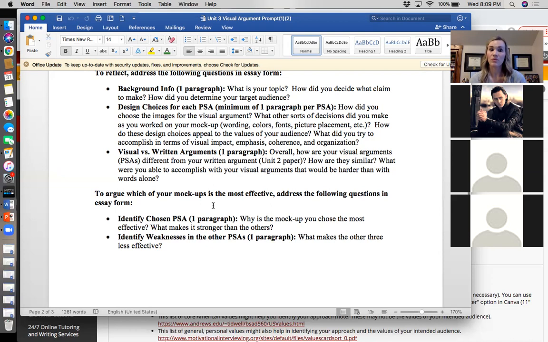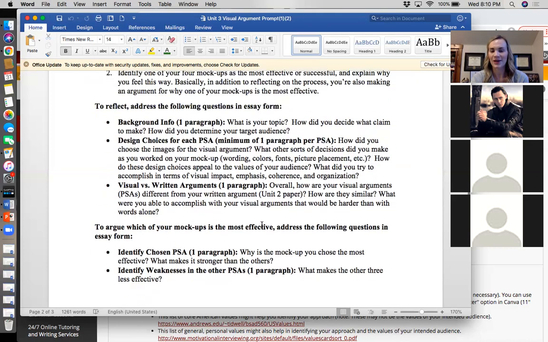In order to make a good argument, you probably also need to identify the weaknesses in the other 3 PSAs. So spend another paragraph talking about why the other 3 are not as effective. What about them made you not choose those PSAs? Okay, so that'll be probably about 2 detailed paragraphs there. Okay, any questions about the content here? Again, there's not really any research or anything like that going on. It's entirely based off of design. You're basically reflecting on your design here throughout this entire essay.